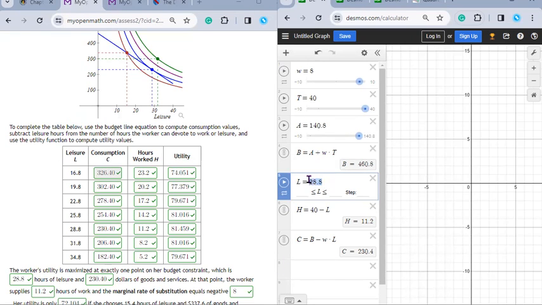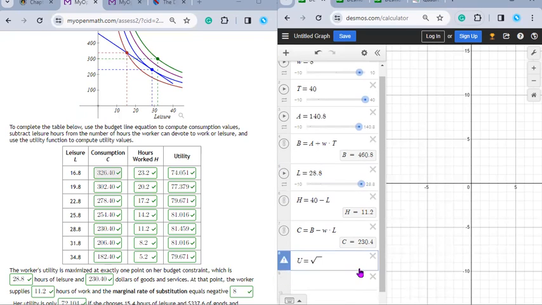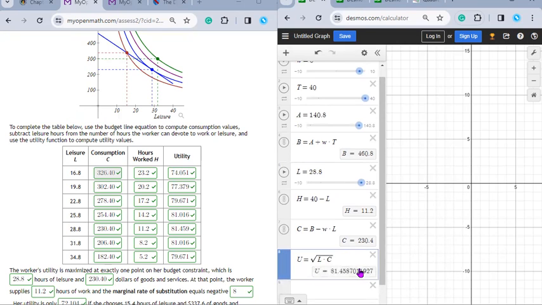When we set L equal to 28.8, again, hours worked is 11.2. And consumption level is 230.4. Oh, let's do the utility too. Utility is the square root of L times C. And our utility here is 81.459, which is exactly that, right?